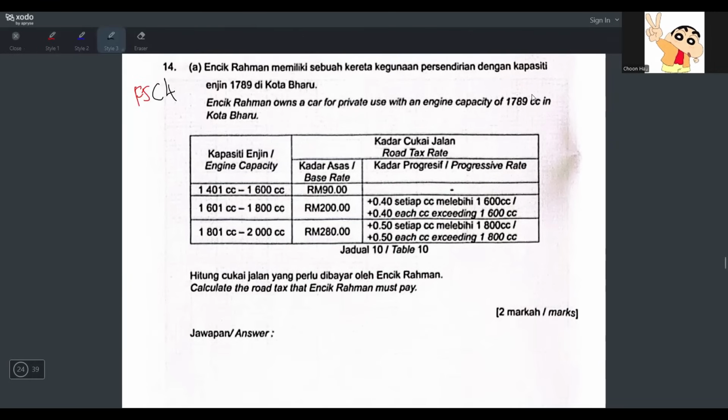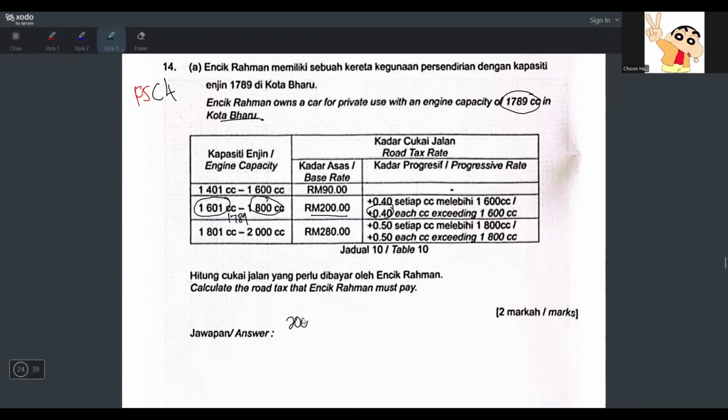Okay, the engine capacity is 1789 cc in Kota Baru. So 1789 cc belongs to which bracket? 1789 is in between 1600 and 1800. So you can see the base rate is 200, and the progressive rate is 40 cent for each cc exceeding 1600. Calculate the Rotax. Okay, this is quite easy.